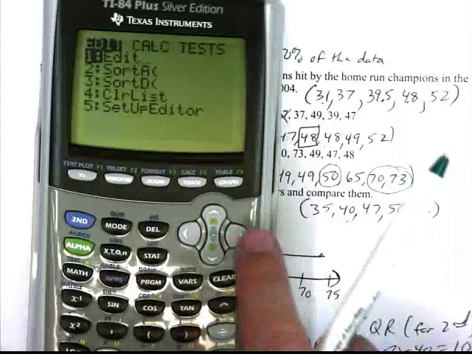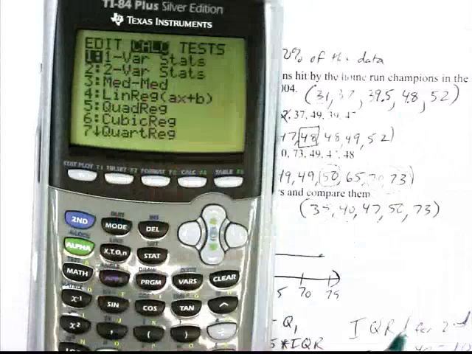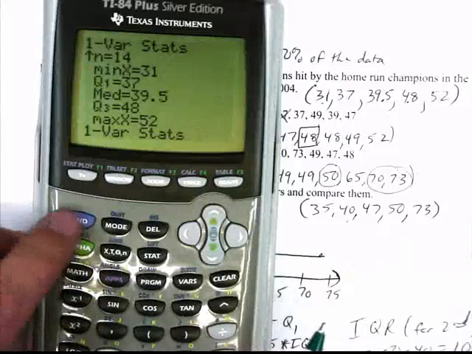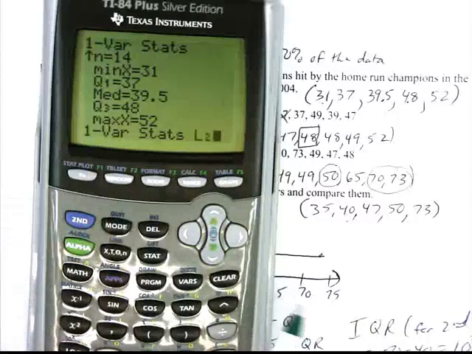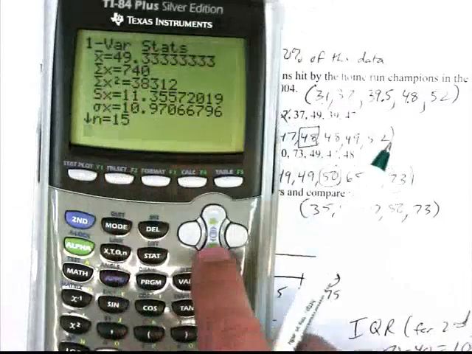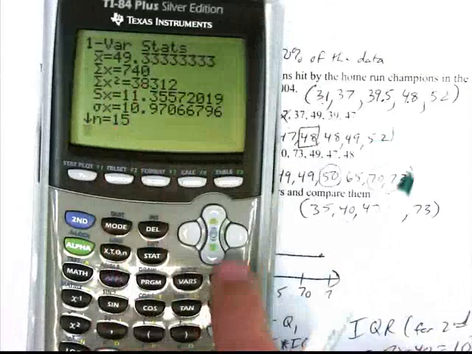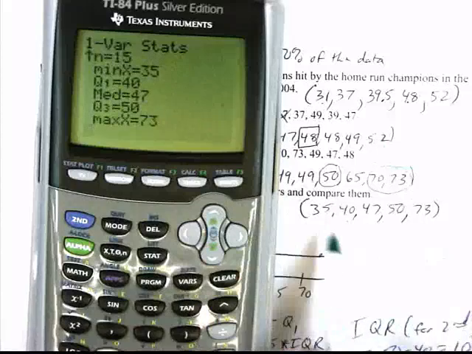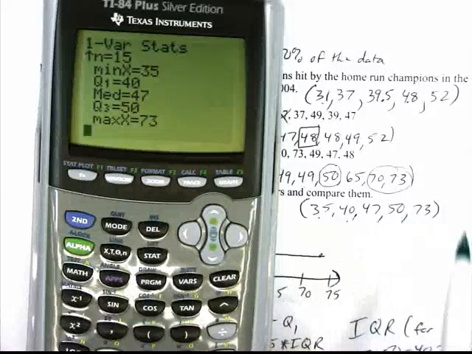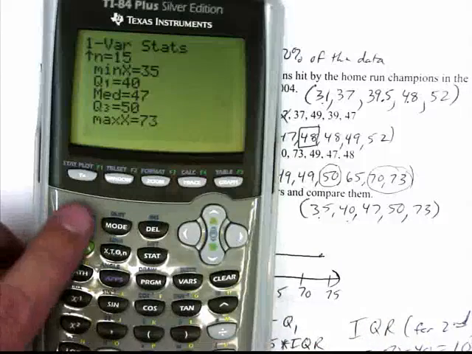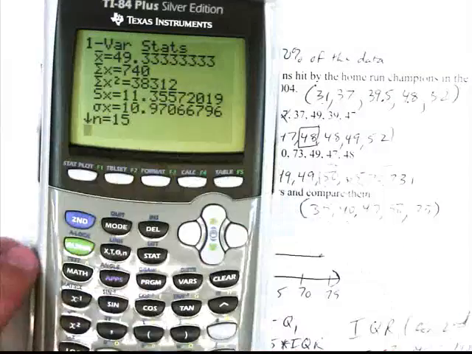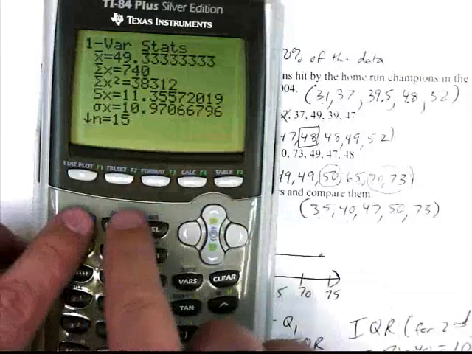If I look at the stats and calculate the one variable stats for L2, which was that second set, I hit second and 2, which is L2. Again, it's going to give me some data up here. I've got 15 data points now because I didn't take anything out. And now I've got my 5-number summary again: 35, 40, 47, 50, and 73. Pretty nifty. And we'll come back and look at at least these two things later on. All right, so I hope that helps.